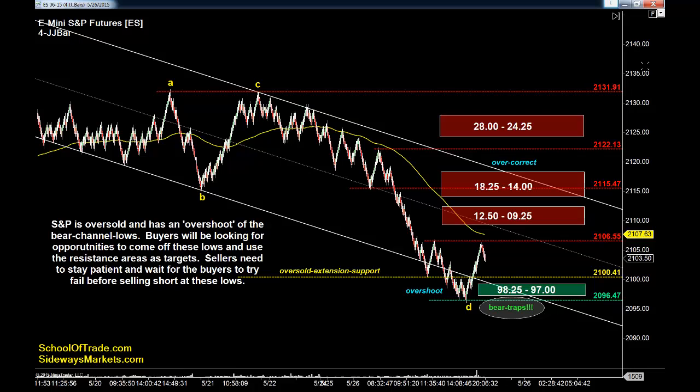Definitely concerned about selling right now on this S&P because, again, long-term trend is still very bullish, and we got that overshoot of the channel lows on the S&P. It just screams at us. The sellers are fully committed right now.